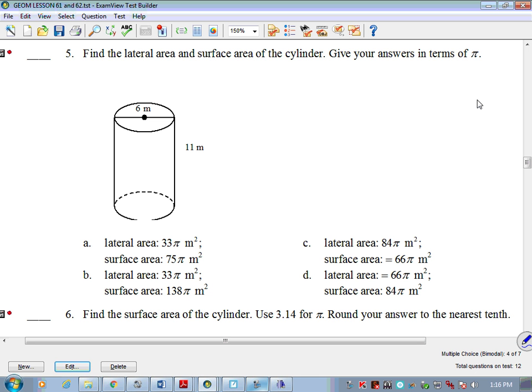Number 5, let's pick it up here as part 2 of this video. Find the lateral area and surface area of the cylinder. Give your answer in terms of pi. So let's go ahead and write up our lateral area first. Lateral area is circumference times height in this case, so that's 2 pi r h.